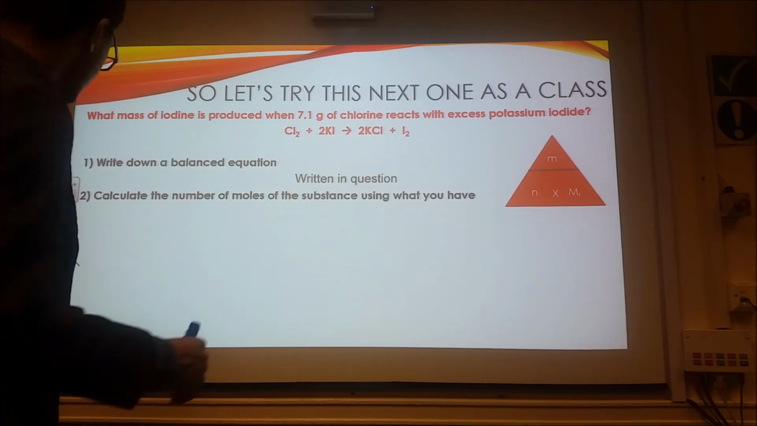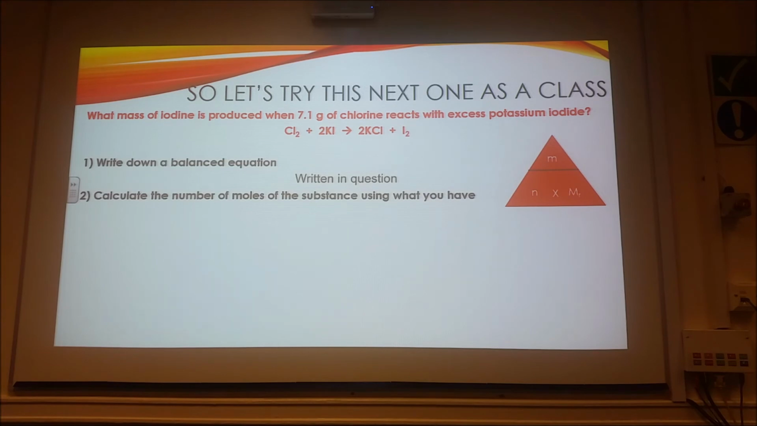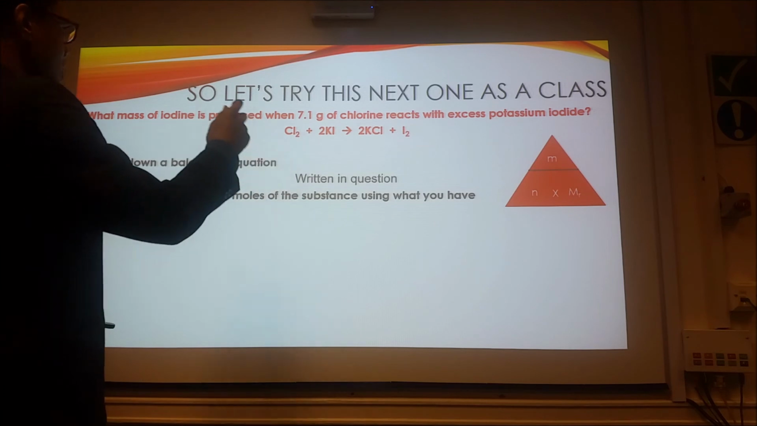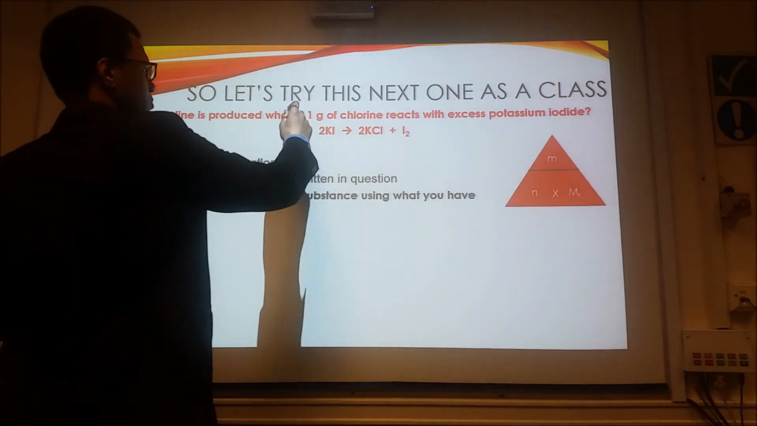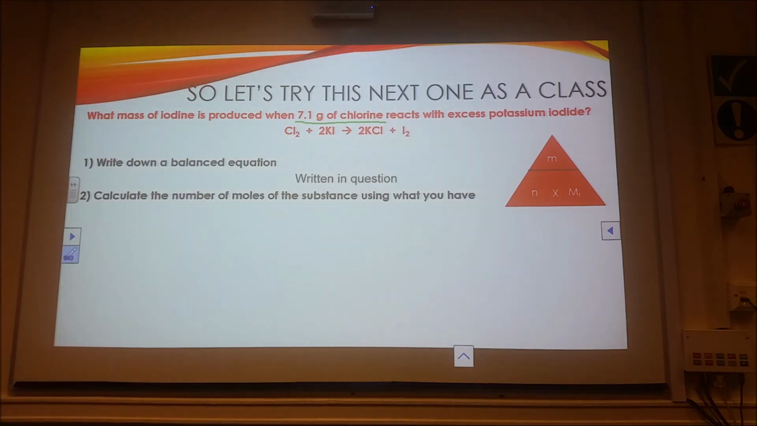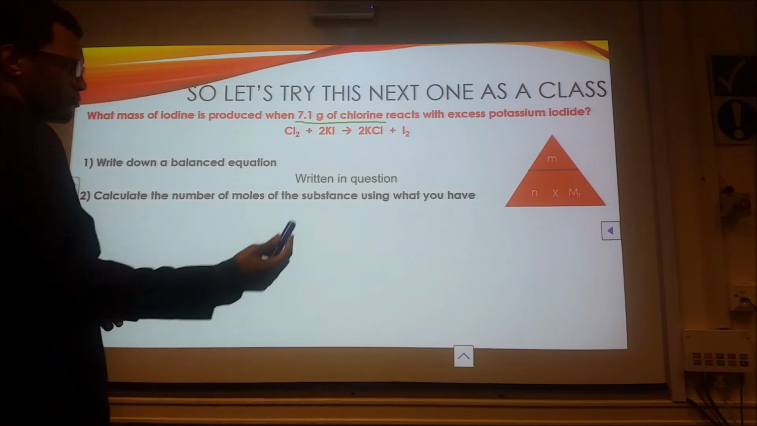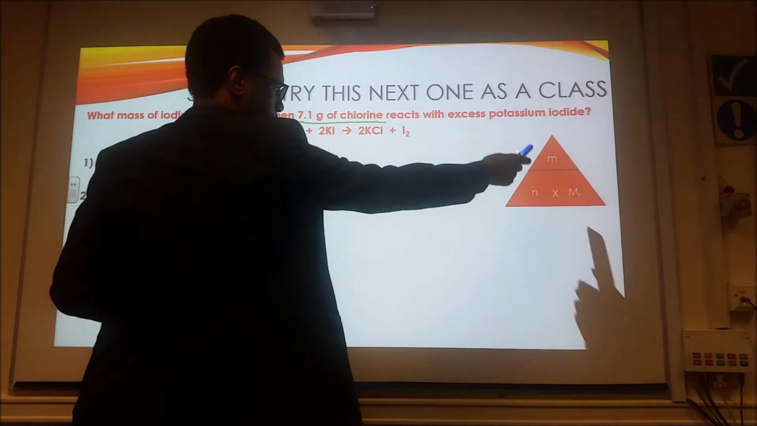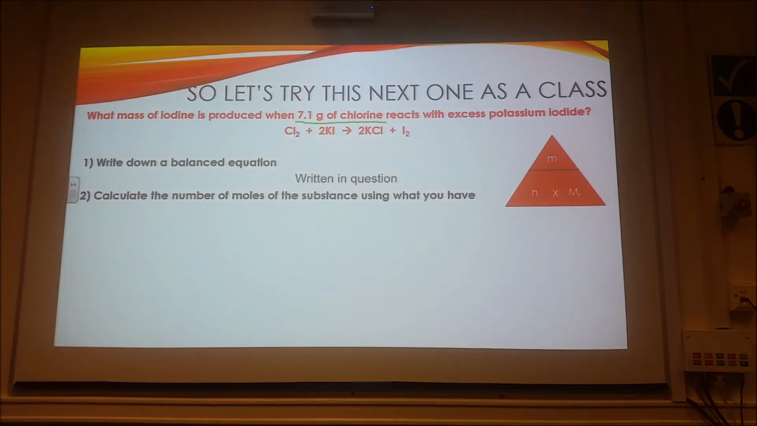Okay, so calculating the number of moles of the substance using what we have, we are actually looking for the number of moles of that. So we take the 7.1 grams of chlorine and divide it by the molecular mass of chlorine, and that gives us 0.1.